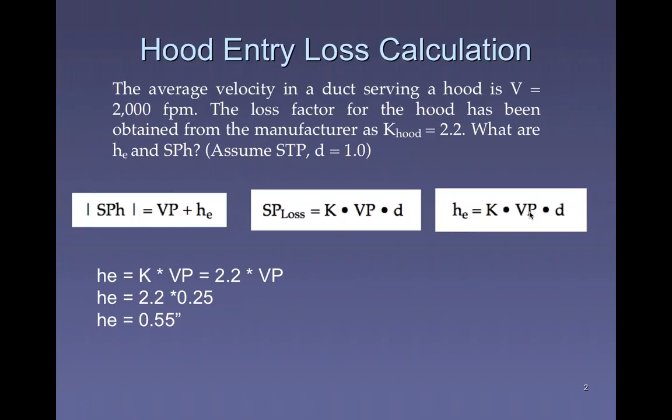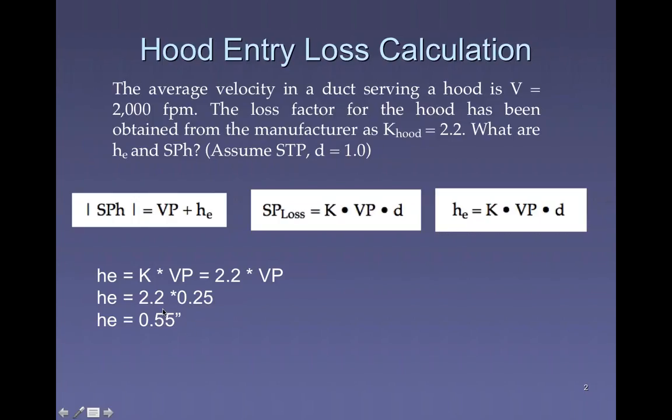What happened? You wrote up there. I'm sorry, what happened? No, you wrote everything up. Oh, all right. Yeah. Okay. So the hood entry loss. Oh, it's there. Oh, crap. The 2.2 times 0.25 is 0.55. No wonder you got the answer so quick.